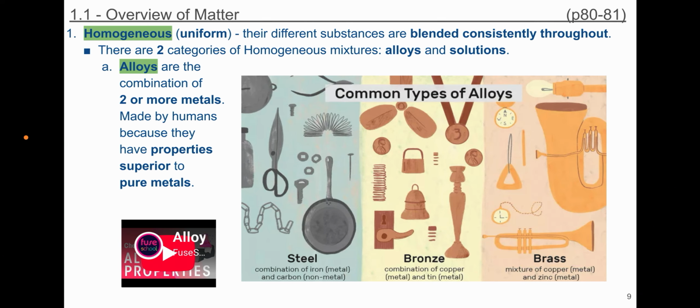Now, alloys are the combination of two or more metals made by humans because they have properties superior to pure metals. Now, I should say that the properties are kind of what we want them to be a little bit. Sometimes pure metals have properties that are better than alloys, and in those cases we use the pure metal. But a lot of times an alloy will have different properties that make it applicable to different uses. And then as you can see here, it's not always two or more metals. Sometimes there's a non-metal in there, like in steel. Carbon is a non-metal mixed in with iron, but it's just a mixture of metals and other elements in order to gain the properties that we find desirable in those materials.